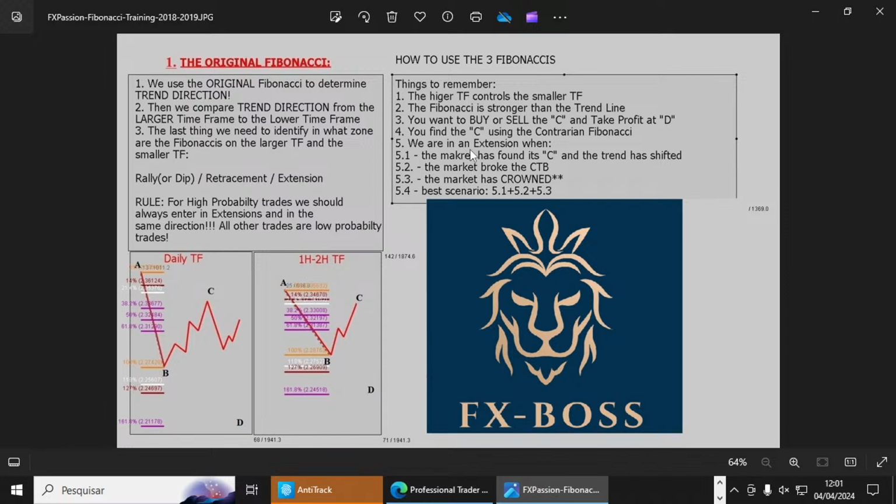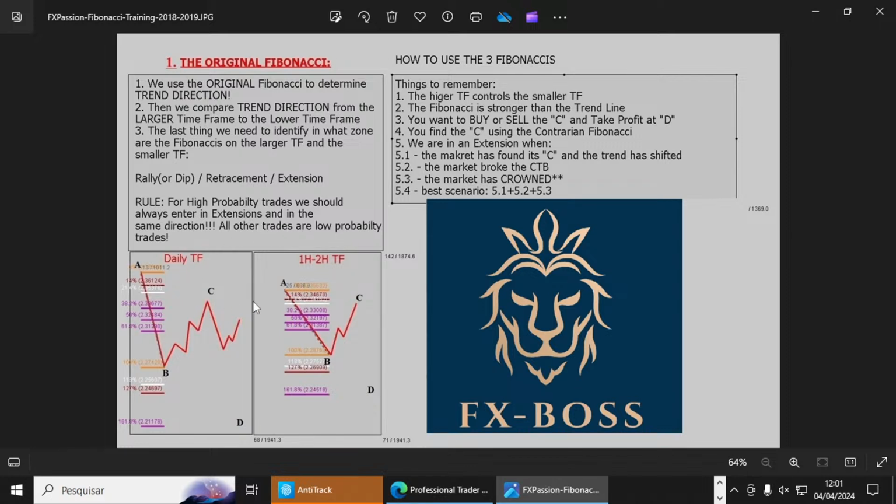Just quickly recap. We use the original Fibonacci to determine trend direction. Number 2, we compare trend direction from the larger time frame to the lower time frame. And we talked about that those are called alignments. And number 3, the last thing we need to identify is in what zone are the Fibonaccis on the larger time frame and the smaller time frame, talking about alignments. Rule for high probability trades: we should always enter in extensions and in the same direction. All other trades are low probability trades.